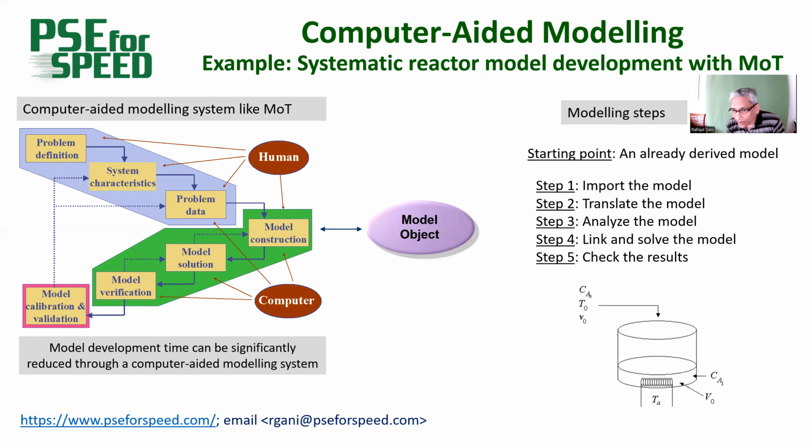The starting point is that a model has been derived and we have the equations. Then the 5 steps we will follow are: import the model into MOT, translate the model, analyze the model, link and solve the model, and finally check the results.